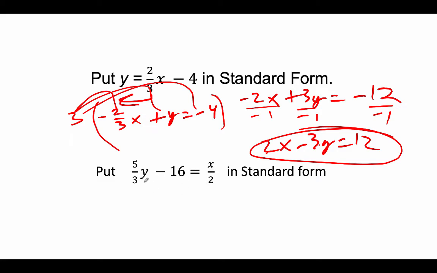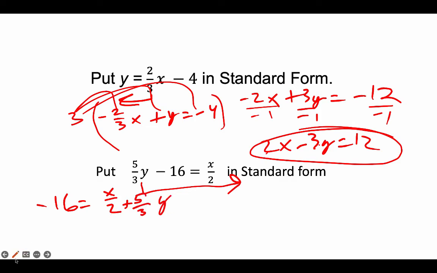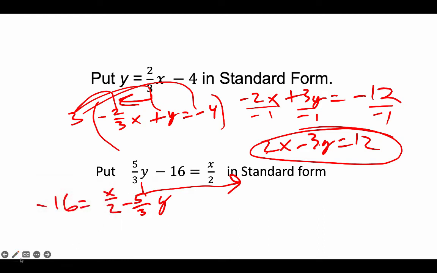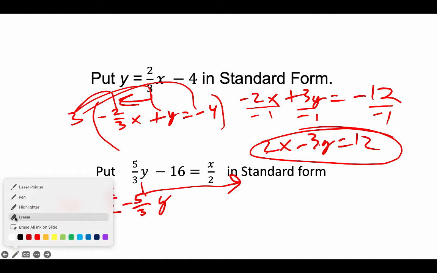Next, I'd maybe move this one over here. And that's the great thing about equality. So if I do that, negative 16 over 2 plus 5/3 y. Excuse me, that should be a minus. I gotta grab my eraser. Just one sec. There we go. It's almost like I never made a mistake. I didn't. Okay, so what do we have now?